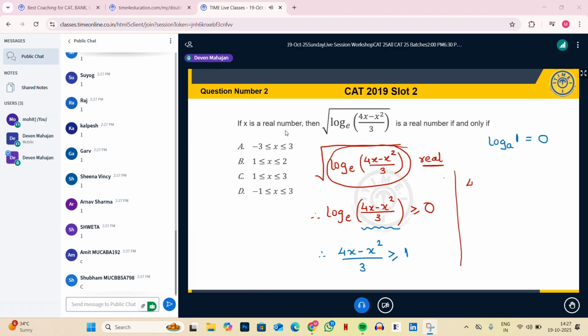So we can say 4x minus x square has to be greater than or equal to 3. We have multiplied both sides by a positive number 3, so the inequality has not changed. Now you can transfer all the terms to the right hand side and get x square minus 4x plus 3 is less than or equal to 0.